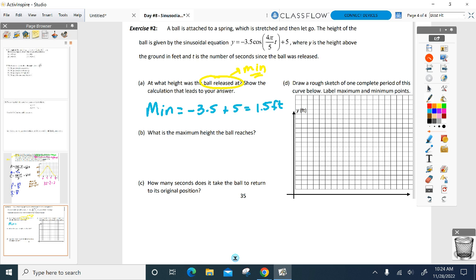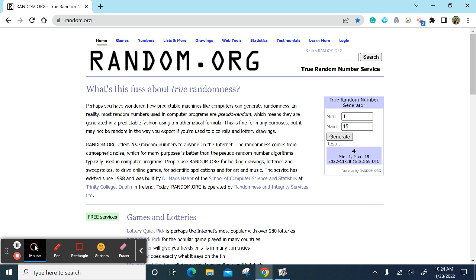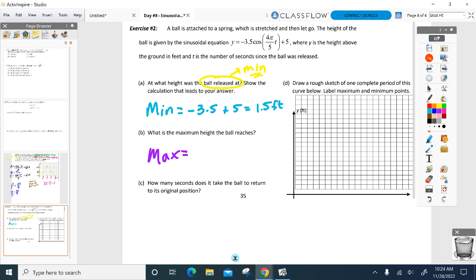All right, what's the max now? Piggyback off that. How do I find the max value of this? How high is this ball going to go? 14, how high? Or how can I find it? 8.5. How'd you get 8.5? It was 3.5, went up 5 again, 8.5 feet.